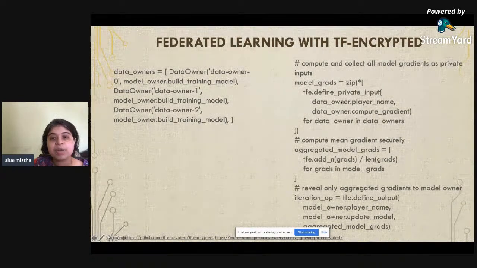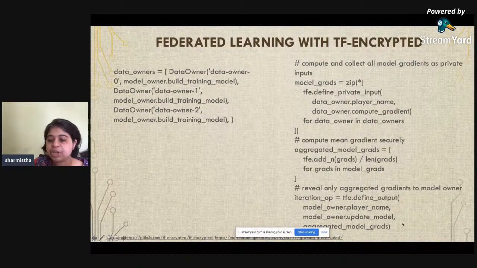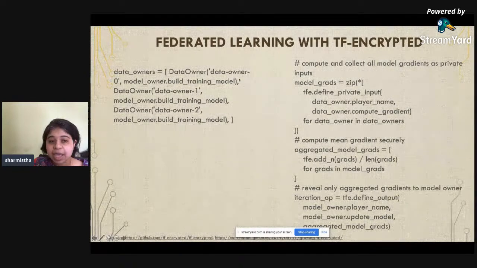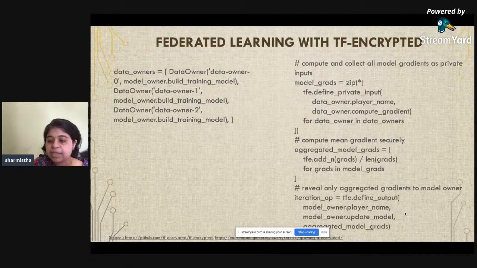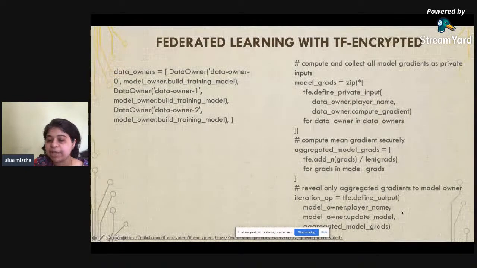It has to compute the gradients as private input. It gets the data from the data owners. It is zipped because they have two model owners. It gets the model owner name, computes the gradients, and aggregates them. The main function is compute mean gradient, because there are two participating owners. I cannot take one individual's gradient, so I take an aggregated gradient, and we reveal only the aggregated gradient to the model owner. Once I define the output, I publish it again to a channel, and these owners can take the aggregated computed value and distribute it to the end users, the devices.